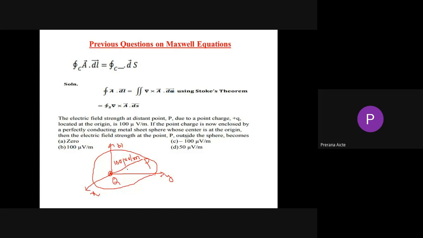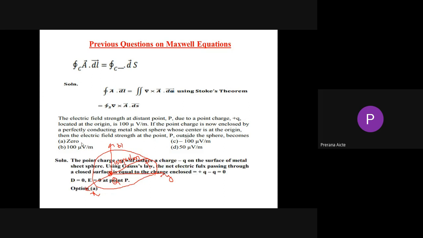See, if the charge Q is at the origin, the electric field intensity is 100 microvolts per meter. This charge is distributed over the entire sphere at a distant point P. If we consider the electric field intensity outside this sphere, then there is no electric field intensity. Because the electric field of a charge Q is within this sphere only. Outside this sphere, the electric field intensity is equal to 0. Therefore the answer is 0.